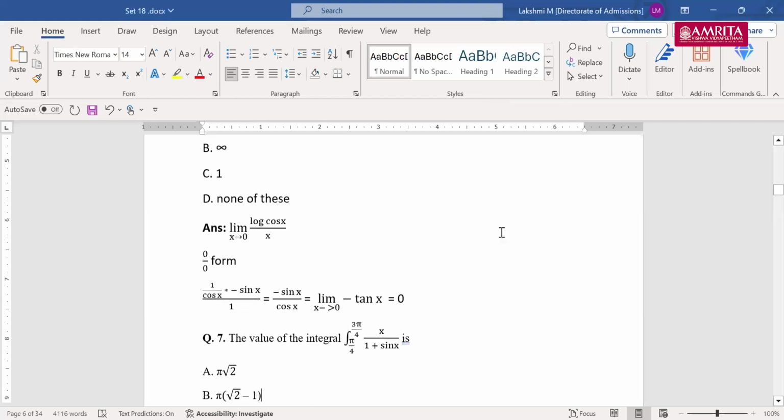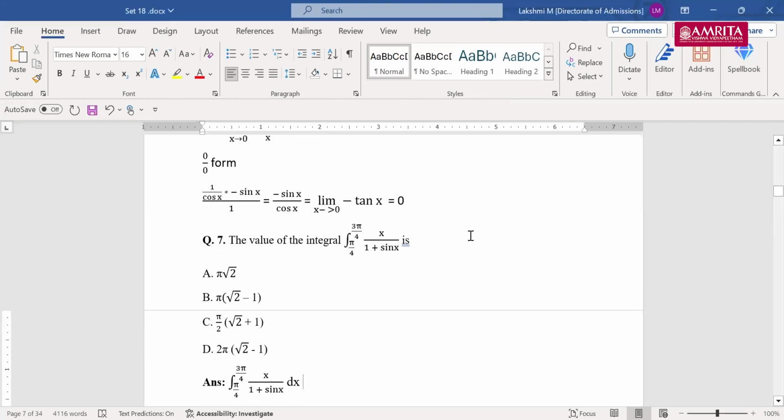Okay. Now I think I have another question to show. This type of questions we have already solved one. So I want you to solve it. The value of the integral, that is integral pi by 4 to 3 pi by 4 x by 1 plus sin x is. It is minus pi by 4 to 3 pi by 4 x by sin x.